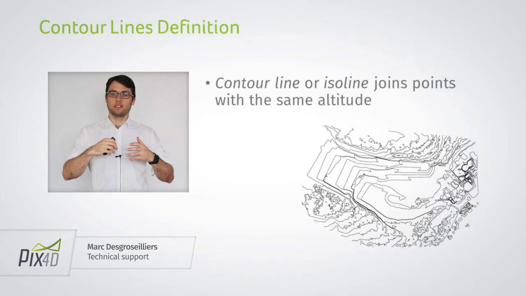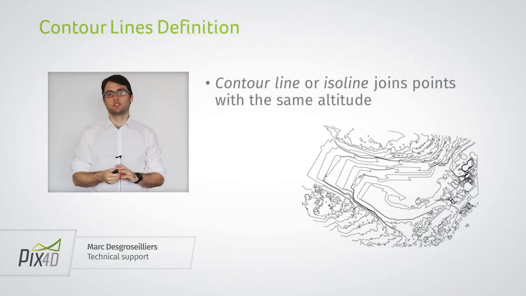A contour line is a line that will join points of the same altitude in your project. These contour lines can be based either on the DSM or on the DTM. If you want the contour lines to be based on the DTM, you will need the DTM to be generated and its tiles to be merged. If both of these conditions are satisfied, then the contour lines will be based on the DTM. Otherwise, they will be based on the DSM.